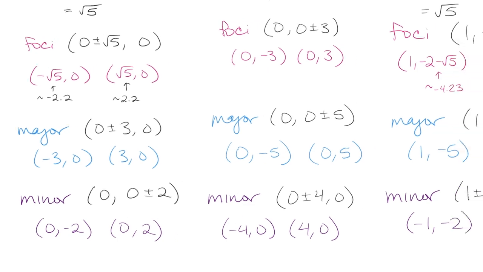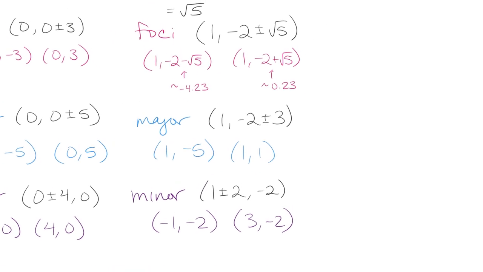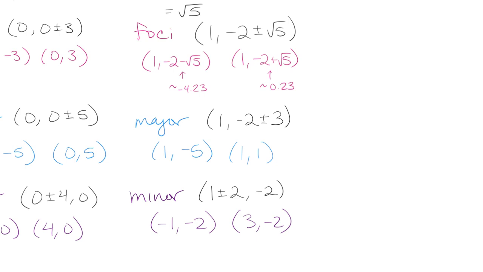This is incredibly important, especially when the center is not at 0, 0, like in this third example. Did you see how every time I started with the center at 1, negative 2, but I added and subtracted a number either to the x's or the y's? That's the process you're doing each time.